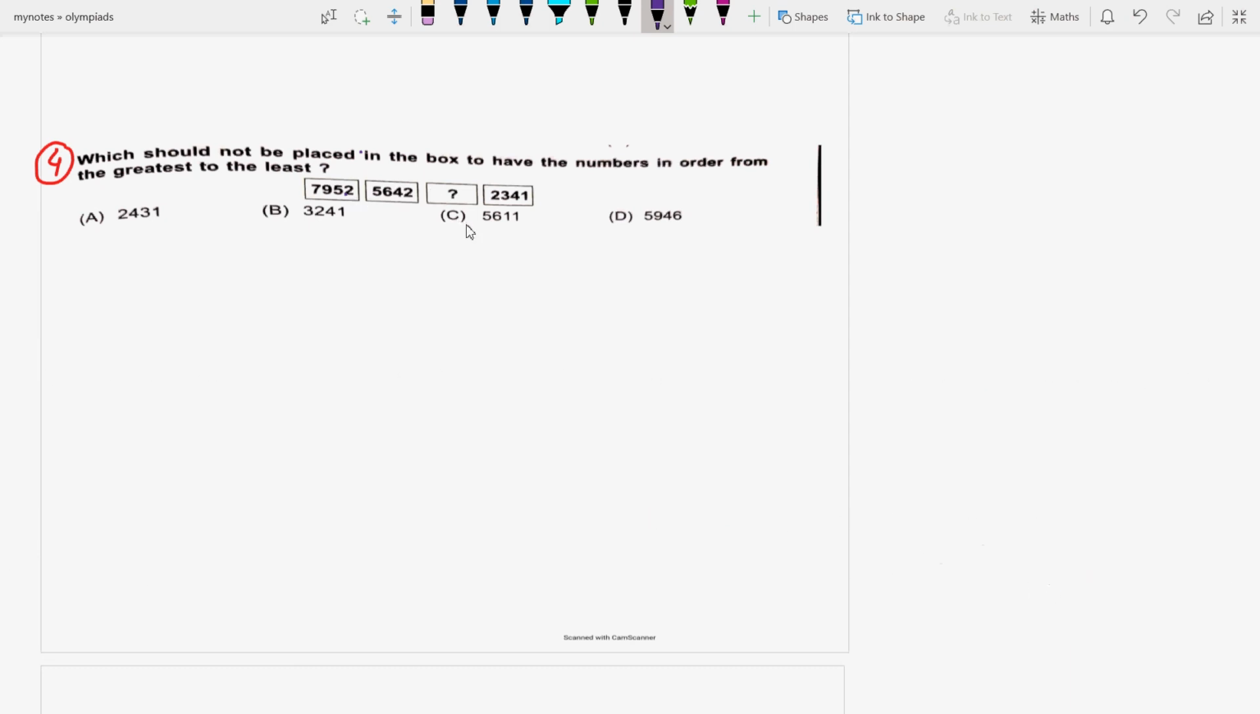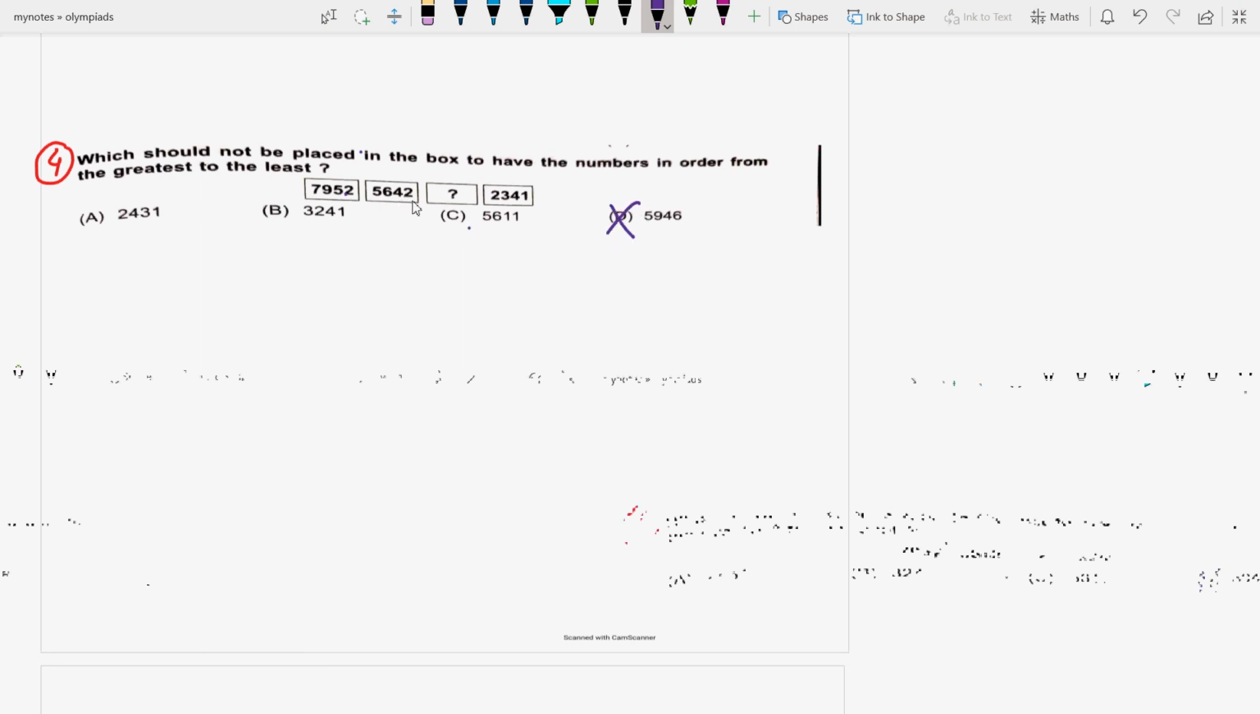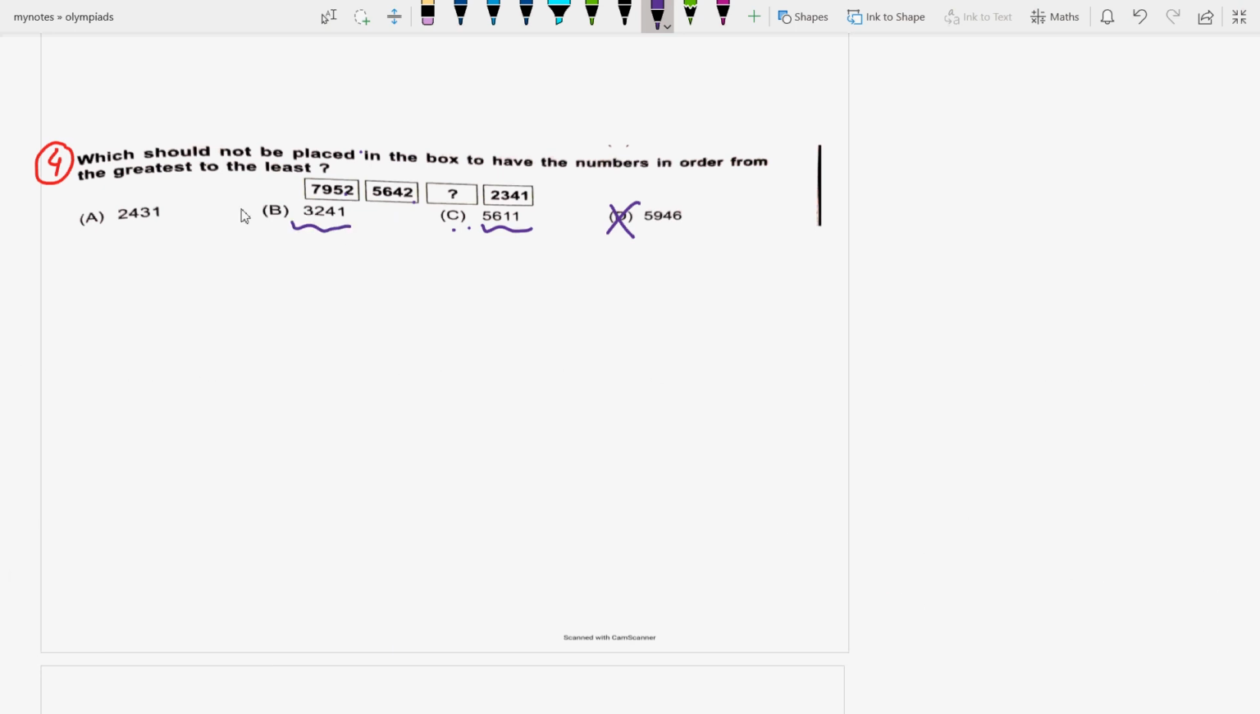So 5946 should not come, because 5642, below that all are 3-digit numbers, 5611, 3241 and 2431. So all these 3 digits can come inside the third box, but not the fourth one. So answer will be what? This D option, that is fourth one.